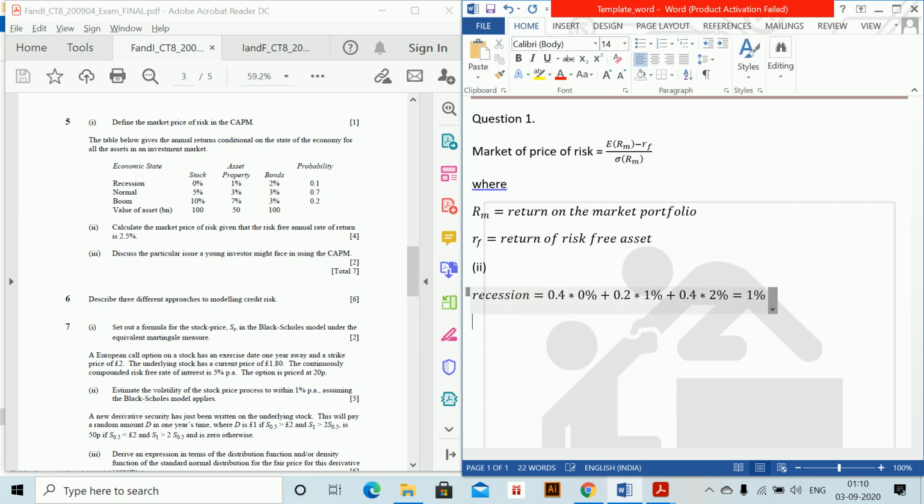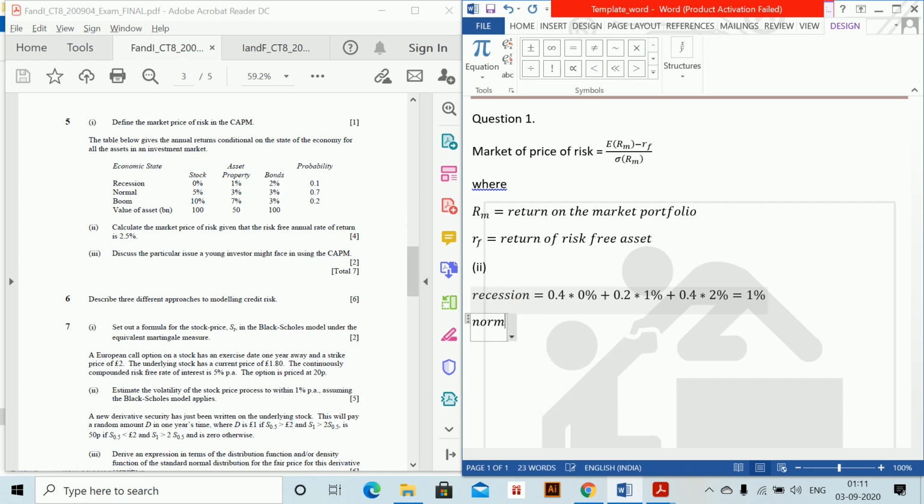These are all the market returns which I am calculating, returns of the market portfolio. For normal, it equals 0.4 times 5% plus 0.2 times 3% plus 0.4 times 3%. Okay, so this equals 3.8%.